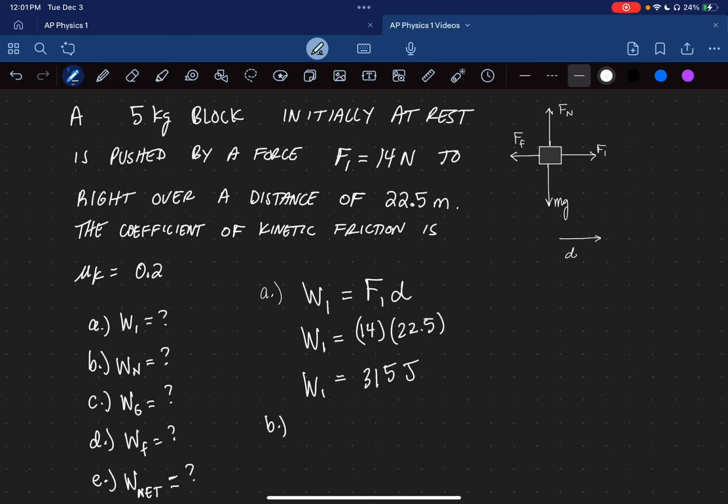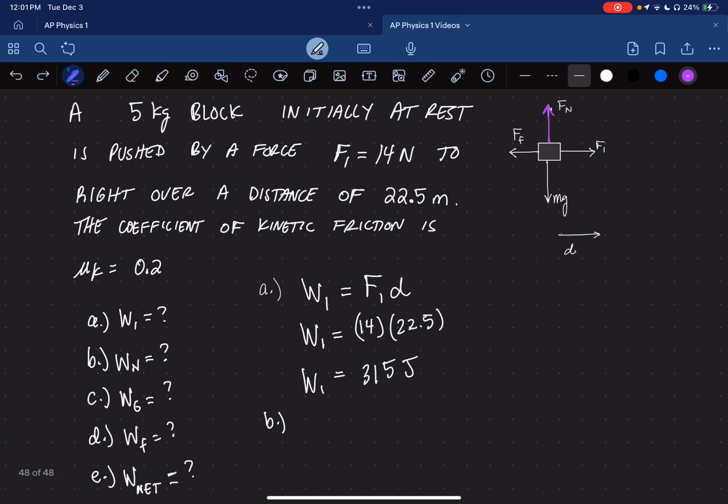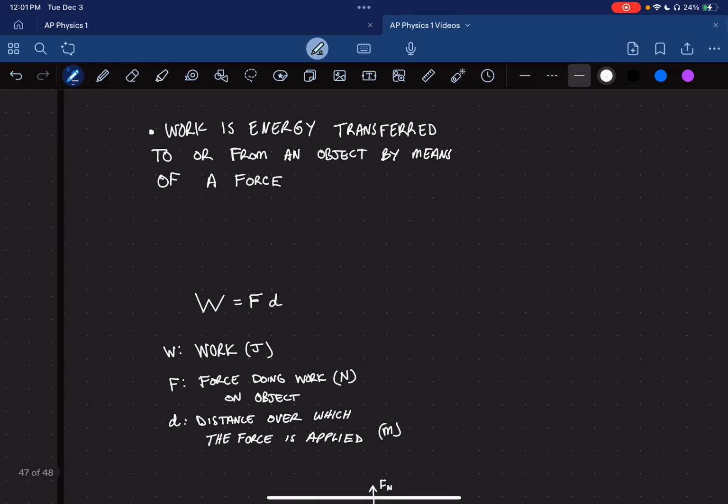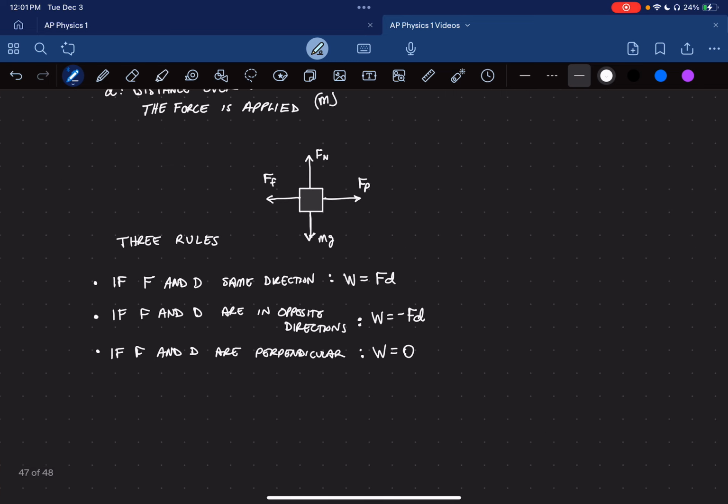Question B, what is the work done by the normal force? We look at the normal force, and we look at the direction of the distance, and we note that those are perpendicular to each other. And so we can just say the work done by the normal force is 0, going back to our rule.